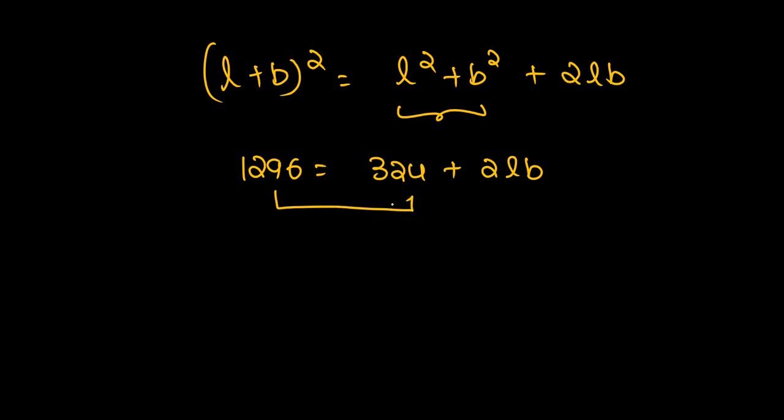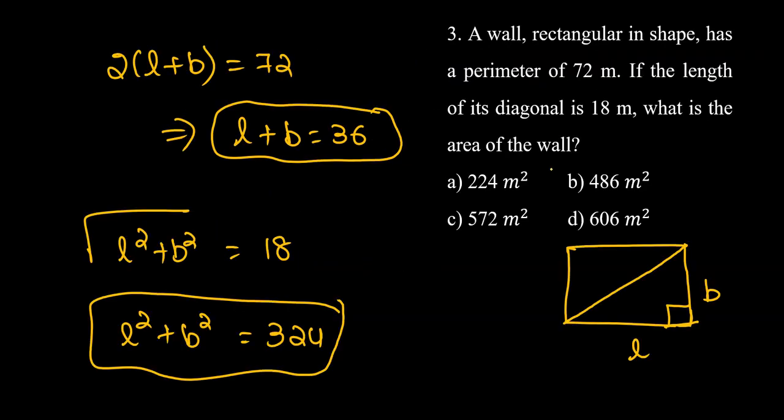Here 1296 minus 324 means we'll get 972, divided by 2. So 972 divided by 2 is 486. Length into breadth is 486. We have option B.